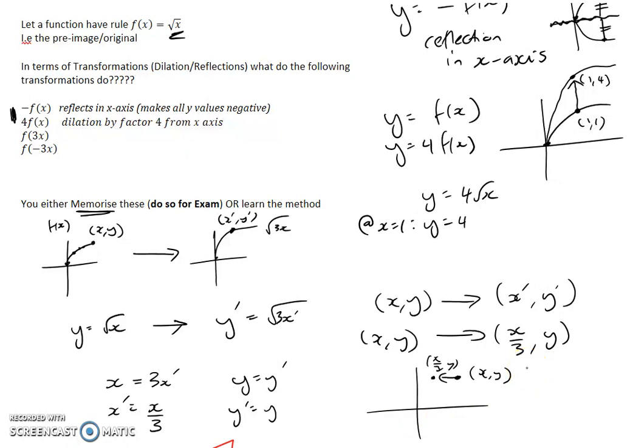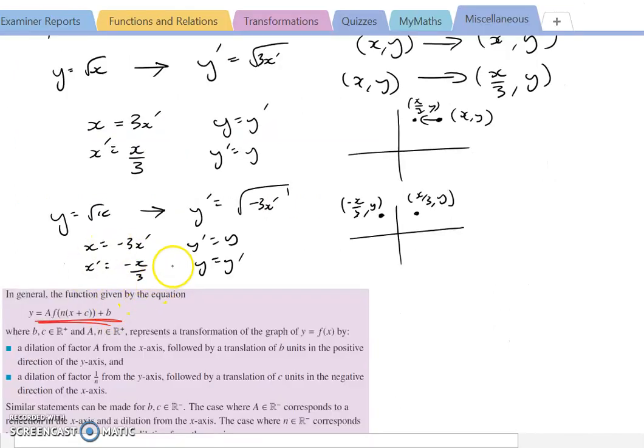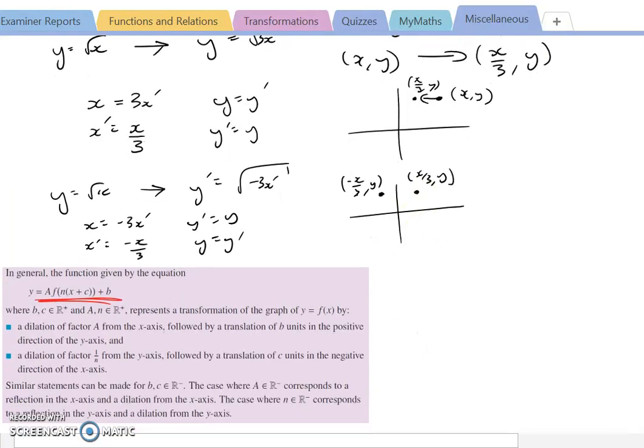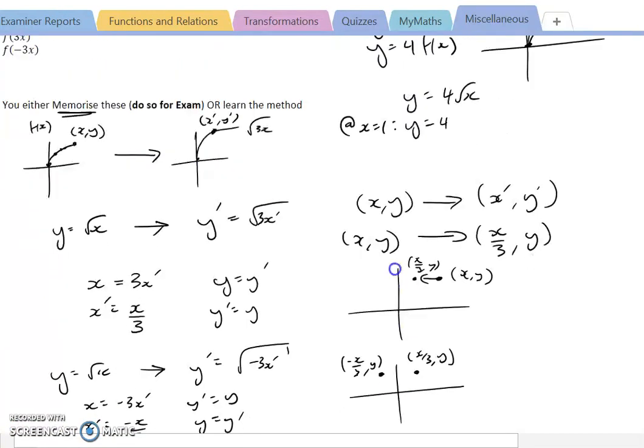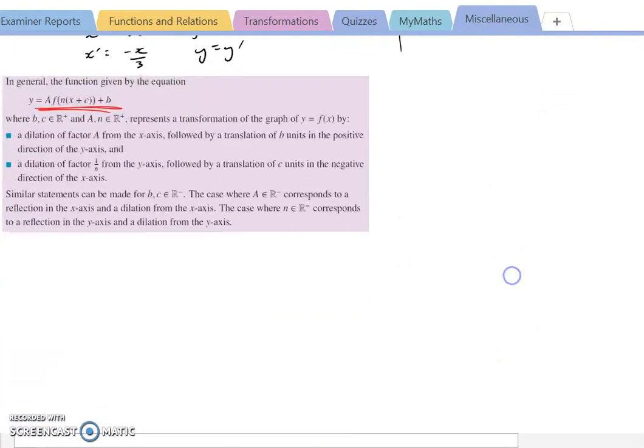And then if you had a negative in there, what's going to happen is the following. You do the same process, and the x coordinate's been multiplied by -1, so you get a flip in the y-axis, which is a reflection in the y-axis. So you can go ahead and memorize those transformations if you wish.